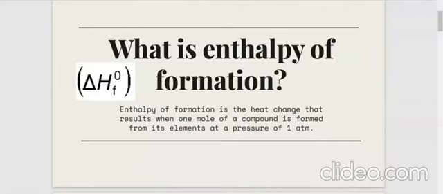Enthalpy of formation can be seen like this. Delta H is a change in enthalpy. The degrees means that it is a standard enthalpy change, and F means that the substance is formed from its elements. Also, the unit is kilojoules.